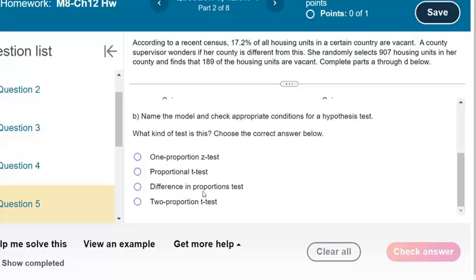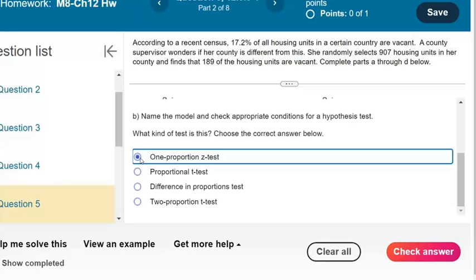Which type of test is it? This is a proportion, right? When you calculate a percentage, you're calculating a proportion. And we don't have proportional t-tests. We get to use the z distribution because of some underlying theorems in statistics that if you have a proportion, then it's approximately normally distributed under certain conditions. So this is a one proportional z-test.